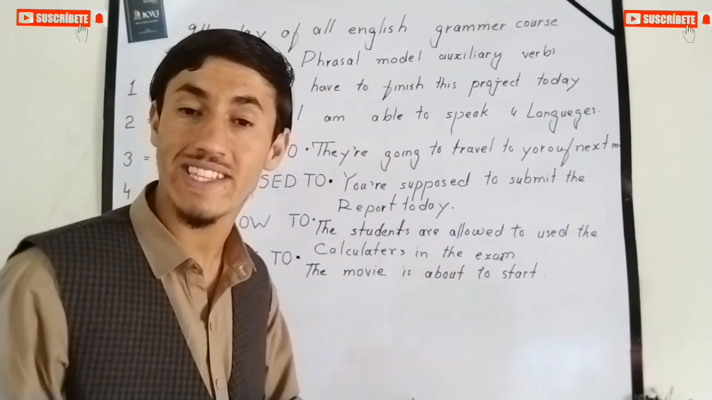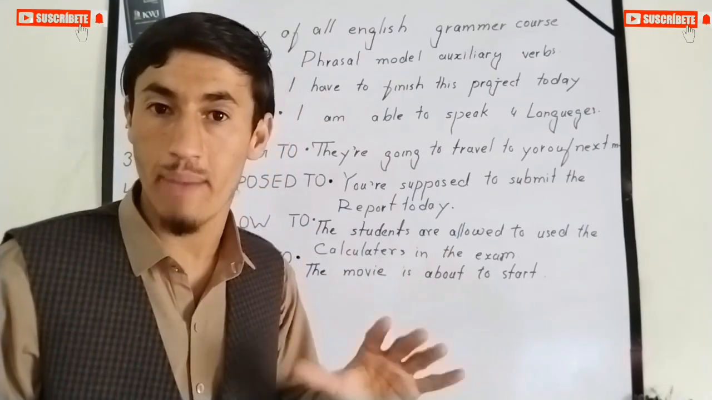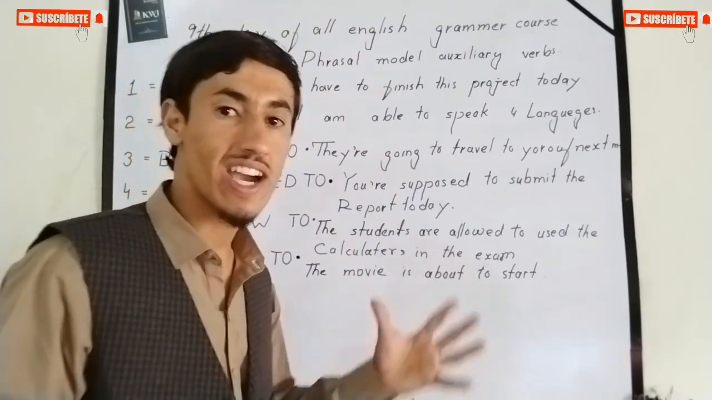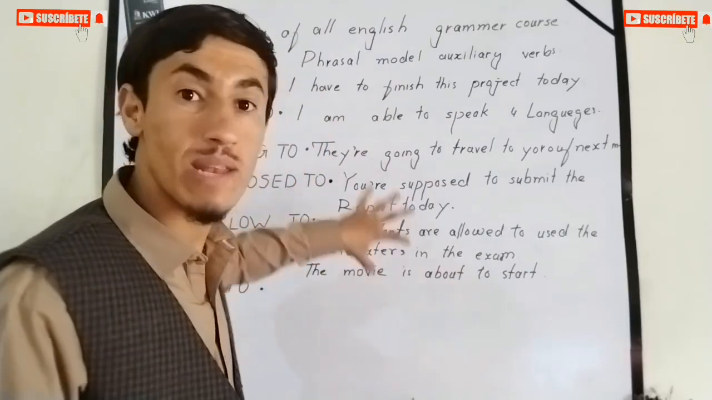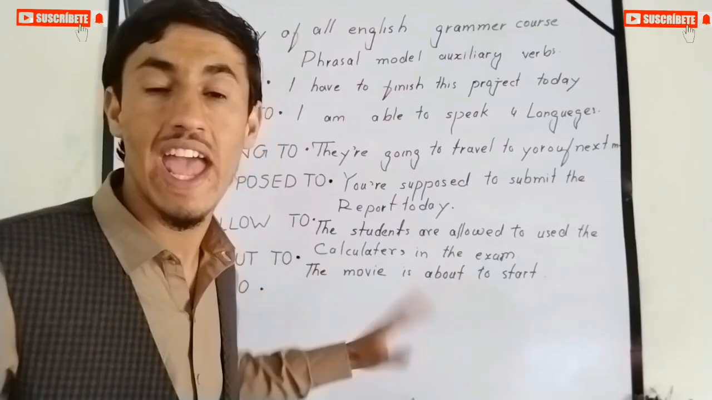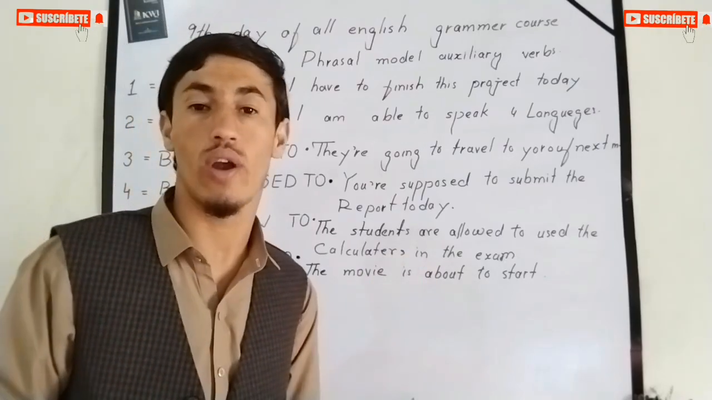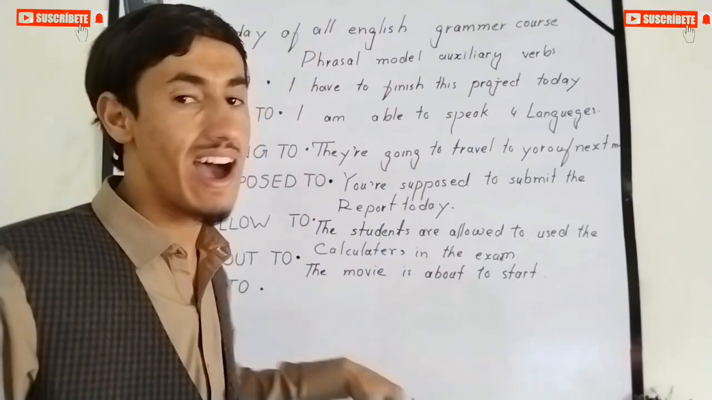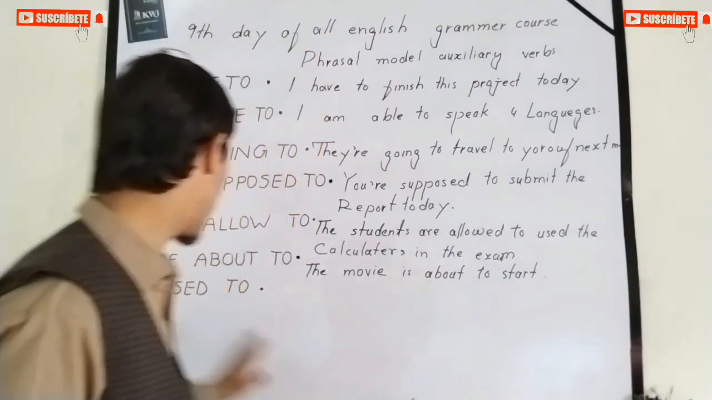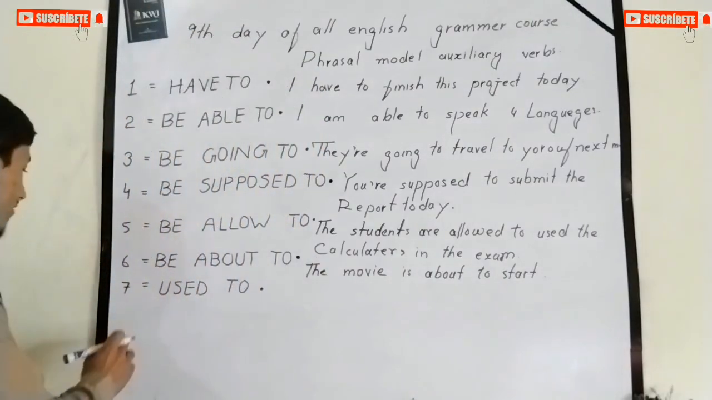And today's lecture is about to finish or about to end. The lecture today ख़त्म होने वाला है. And today's present model auxiliary verbs are about to end or about to finish. Got it? We have just one.